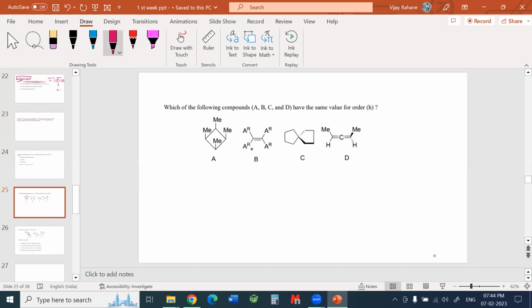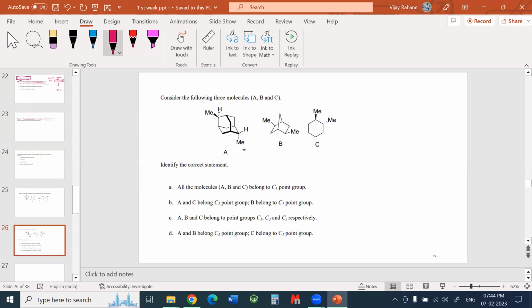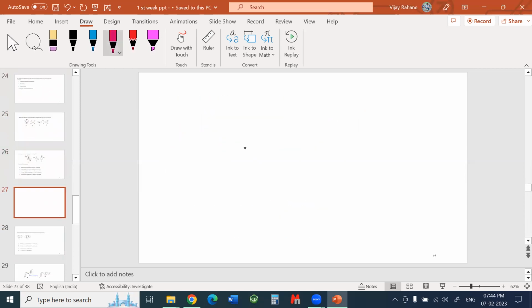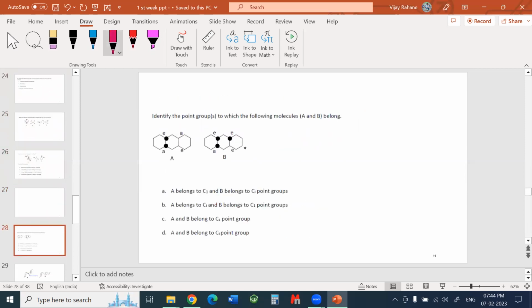Let's take some easy examples. You need to identify the point group of the following molecules. So these are the molecules, two molecules they have given, and we need to identify the point group. What is the point group of this molecule? In this one, we need to draw this conformation in a board form. Then only will we be able to understand this one.